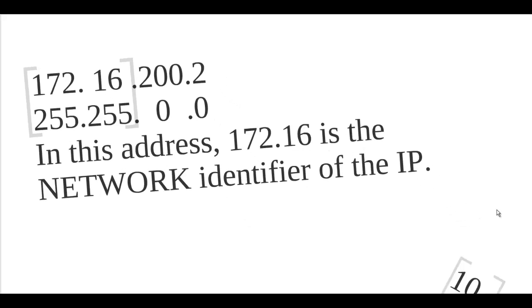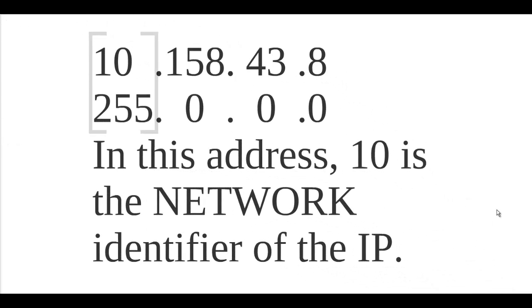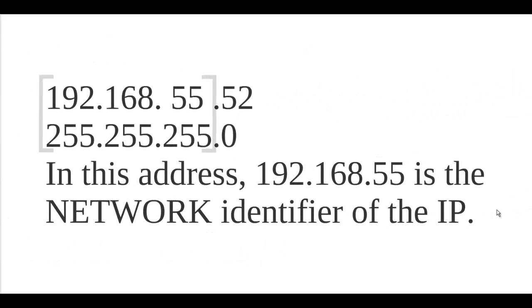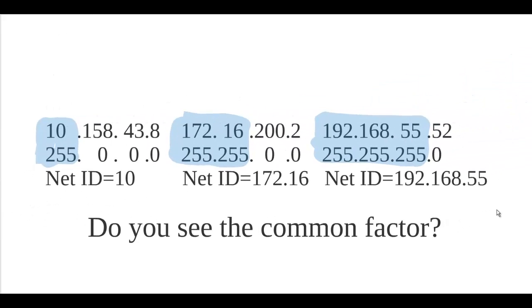Notice the brackets. In this example, 10.158.43.8 with a subnet of 255.0.0.0, 10 is the network identifier. Notice the brackets. And the last example, I have 192.168.55.52 with a subnet of 255.255.255.0. 192.168.55 is the network identifier. Note the brackets. Now look at all three of them.